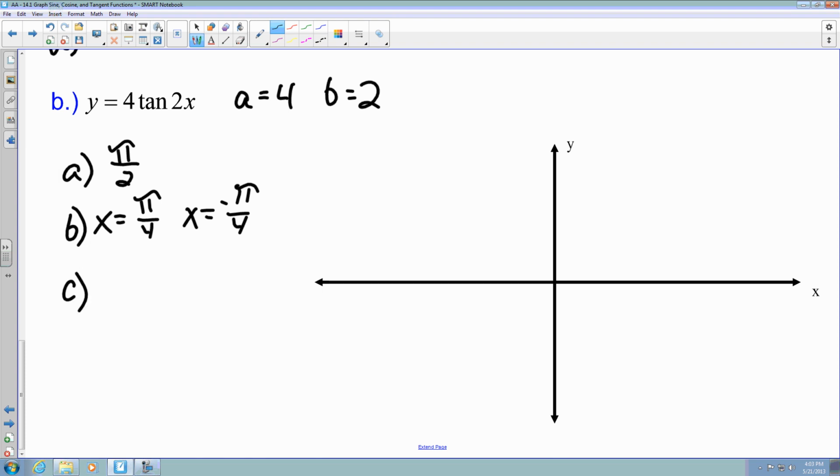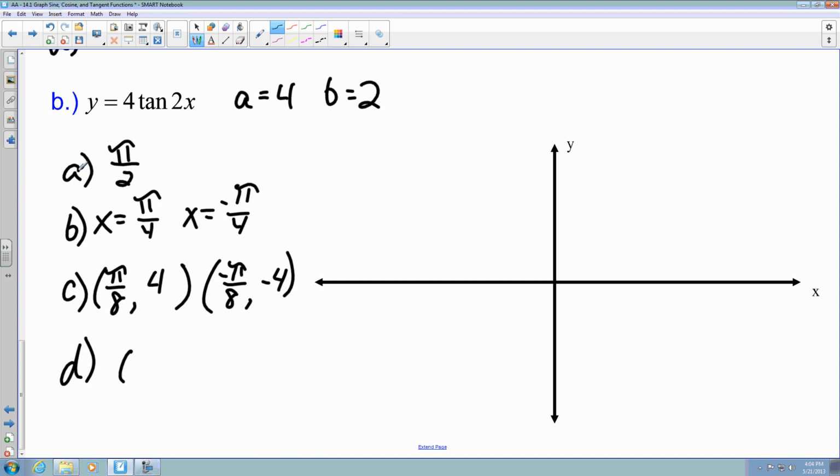For c, I want to find the halfway points. And so the coordinates, first one's going to be pi over 4b. Well, b is 2, so it's going to be pi over 8, comma a. Well, a is 4. And the next one's going to be negative pi over 8, comma negative 4. And then the last thing, for d, is the x-intercept, and just like the rest of them, as long as there's no translations, it's going to be at 0, comma 0.